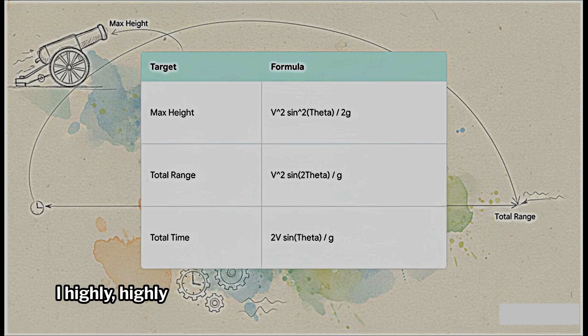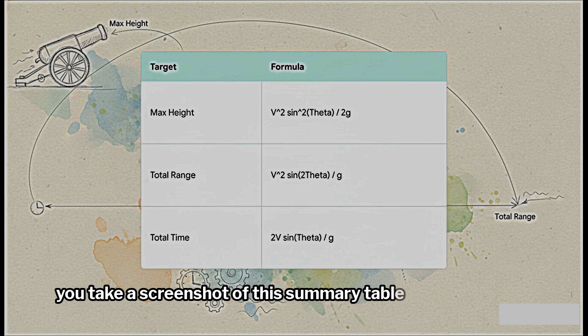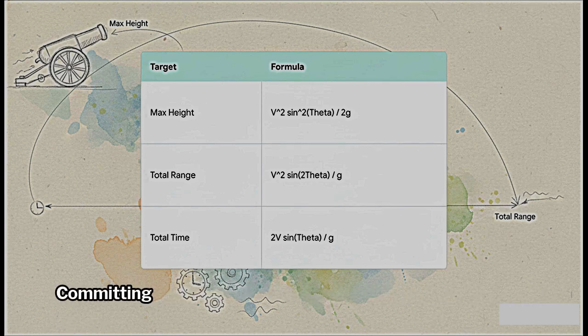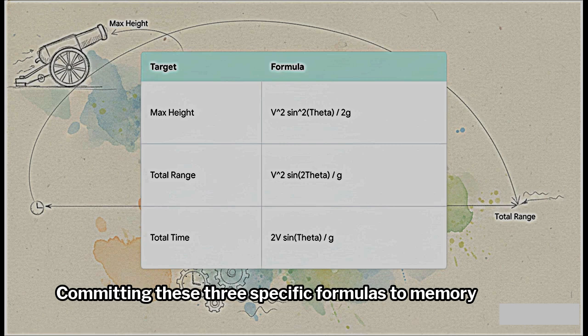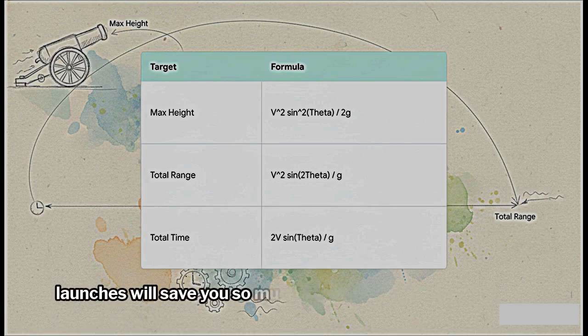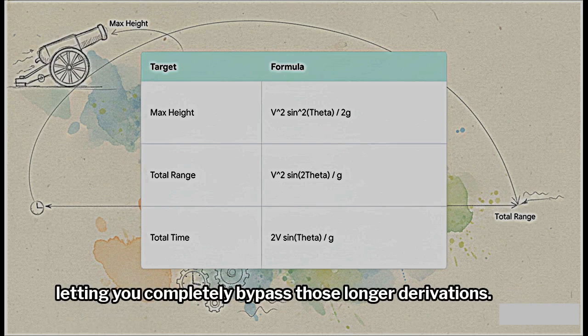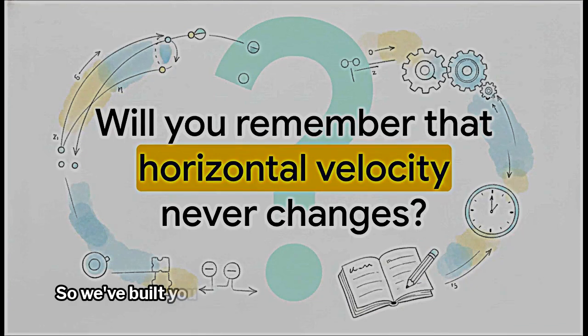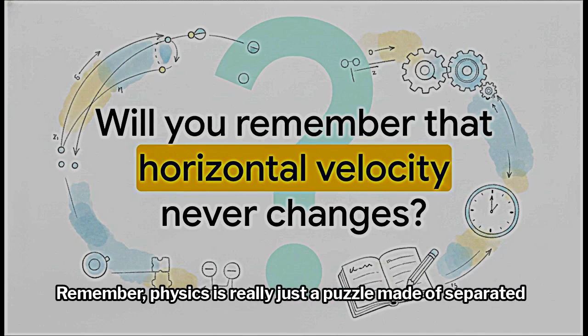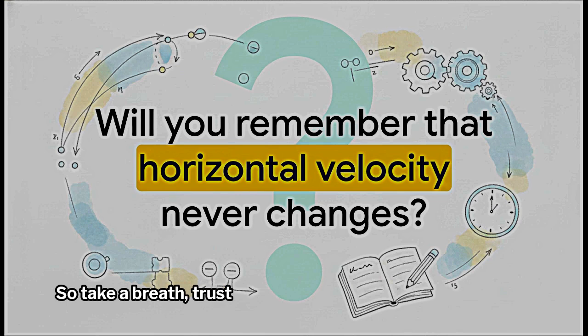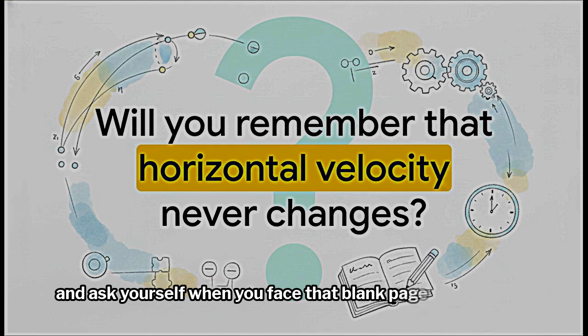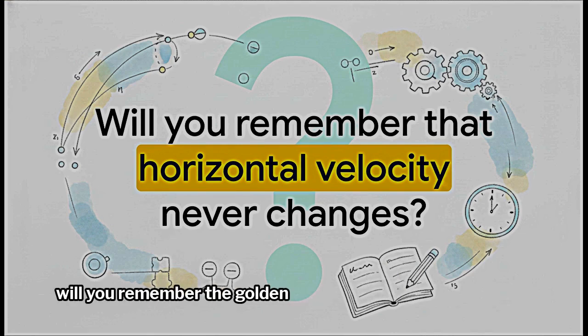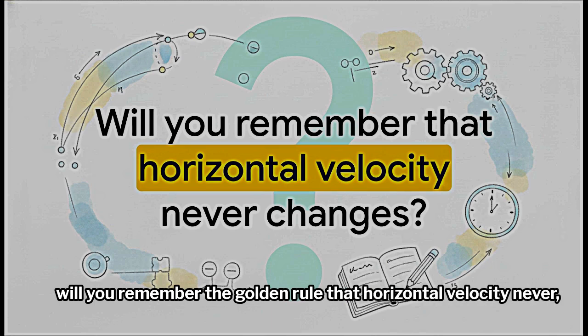I highly, highly recommend you take a screenshot of this summary table for your notes right now. Committing these 3 specific formulas to memory for symmetrical ground launches will save you so much precious time during your final calculations, letting you completely bypass those longer derivations. So, we've built your toolkit from the ground up today. Remember, physics is really just a puzzle made of separated parts. So take a breath, trust your toolkit, check those signs, and ask yourself, when you face that blank page on exam day, will you remember the golden rule that horizontal velocity never, ever changes?